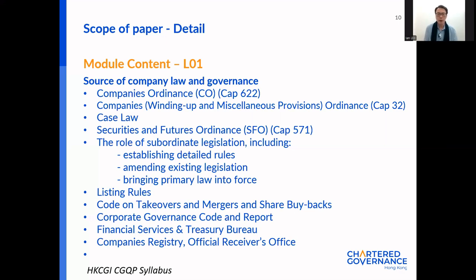But where do those laws come from? In other words, if I want to find out more about that legislation, where do I look? They're all right in front of you right now on the screen. First and foremost, of course, it will be CAP 622. This is called the Companies Ordinance. A lot of times we'll be referring to this one. It contains, I think, over 900 sections.